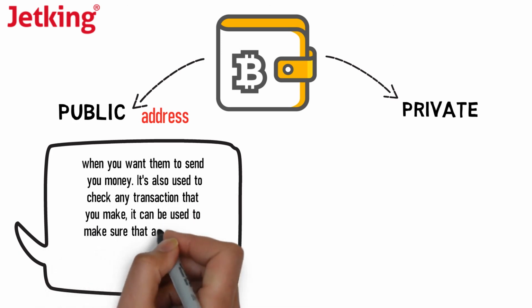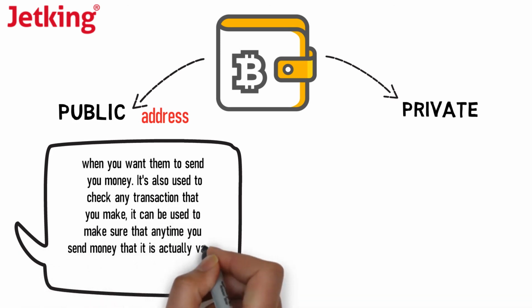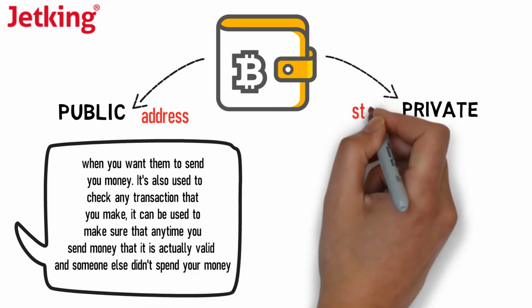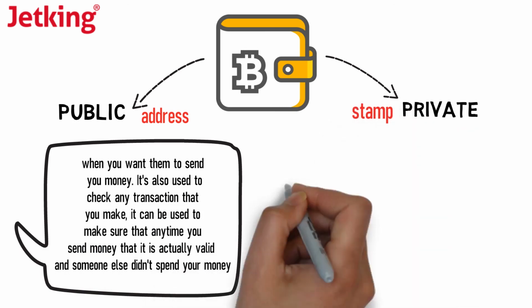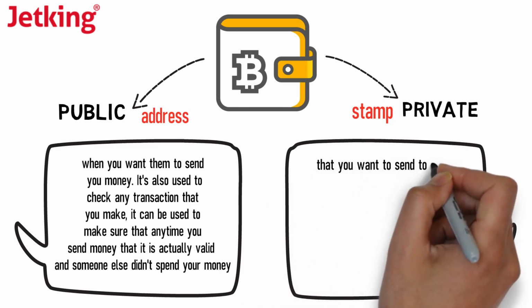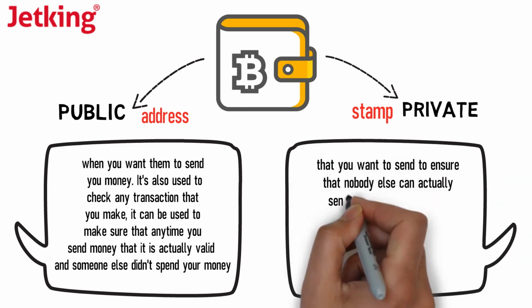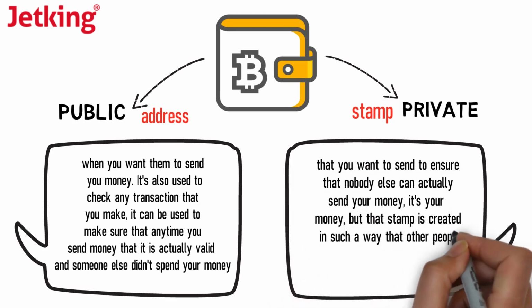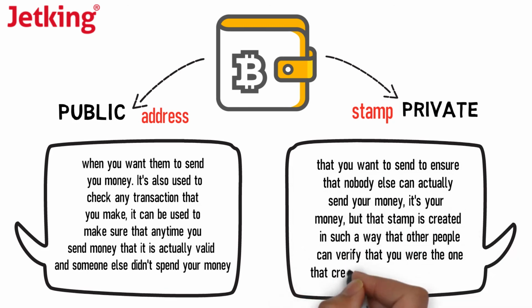It can be used to make sure that anytime you send money that it is actually valid and someone else didn't spend your money. Now the private key is used to create a stamp for any transaction that you want to send to ensure that nobody else can actually send your money. It's your money, but the stamp is created in such a way that other people can verify that you were the one that created it using your public key.